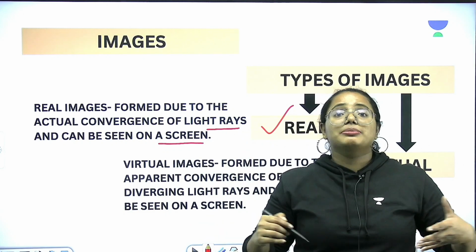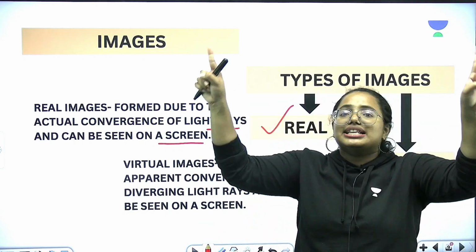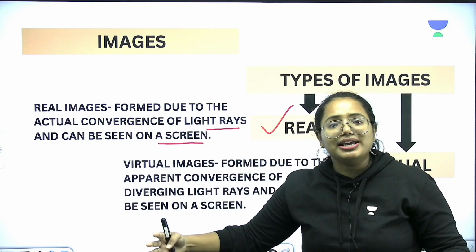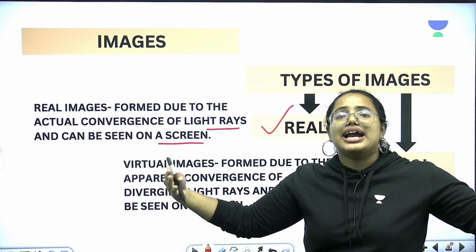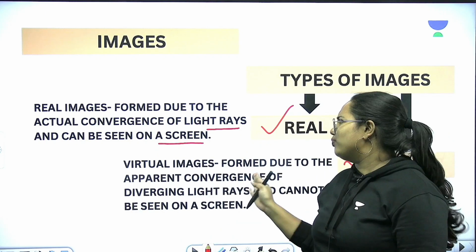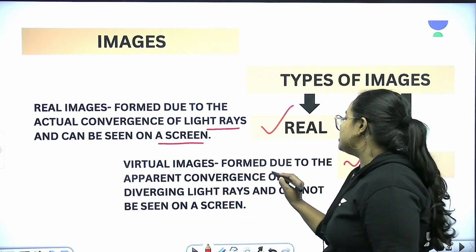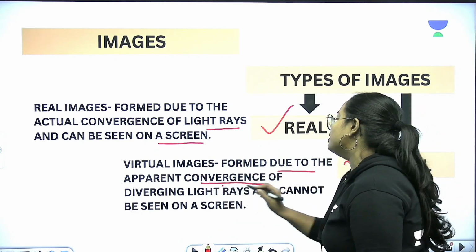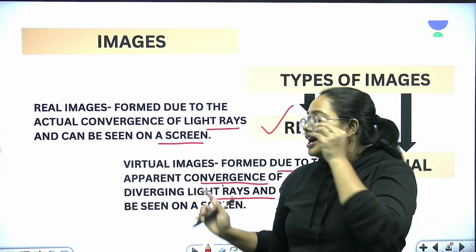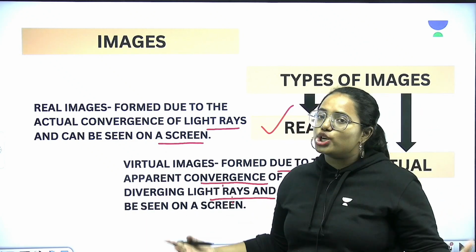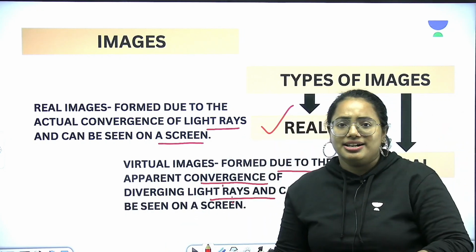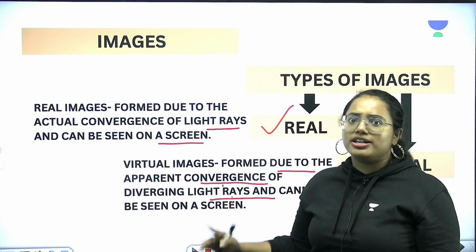For example, in a cinema theater, you see that there is a screen, and on that screen we are able to see the image. Why? Because it is a real image, because the light rays converge and therefore real images are formed. But what about virtual images? These are formed due to the apparent convergence of diverging light rays. You have to be very clear with the terms. Convergence. What is converging here? Apparent convergence of diverging light rays, so that virtual images are formed.